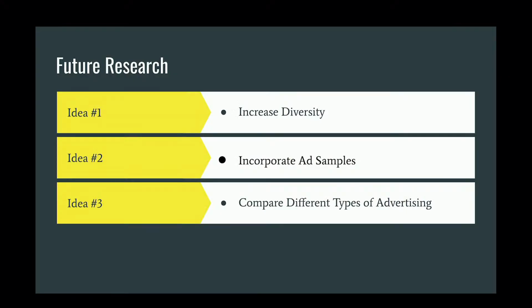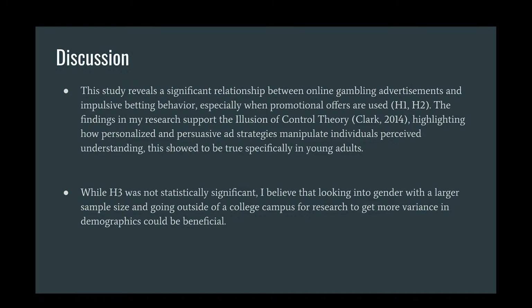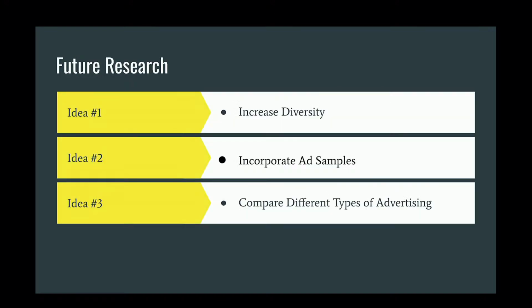Like I said, 89% of the people who took my survey were white. I want to get more research than this. I want to get all types of ethnicities within this. Incorporate ad samples. So incorporating ad samples would basically allow me to track data better, and it would get rid of self-report bias.